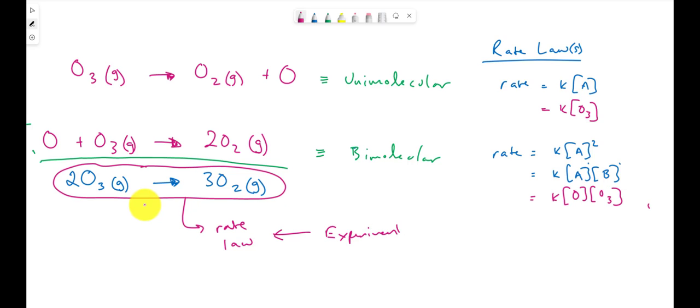We used this method of initial rates in that table, and that allowed us to determine what the order of each of those reactants was, and then we could build an experimental rate law. What we're doing here is circumventing that need. If we have a reaction and we know its elementary steps, then we can write a rate law for each of those individual elementary steps.